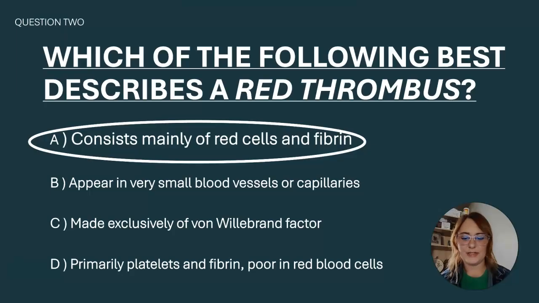The correct answer here is A, consists mainly of red blood cells and fibrin. If we look at B, appear in very small blood vessels or capillaries, we can see that this describes fibrin deposits. And then if we look at D, primary platelets and fibrin, but poor in blood cells, we see that this is describing a white thrombus.